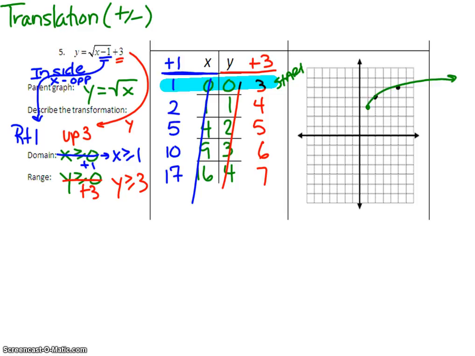Next thing I want to do is think about checking my domain and range. X is greater than or equal to 1. Well, here's x equals 1. Okay, yeah, x is greater than or equal to, I have a point on a graph. Where I can go the other direction, I don't. Okay, the y is greater than or equal to 3, same idea. We kind of want to think about it that way.